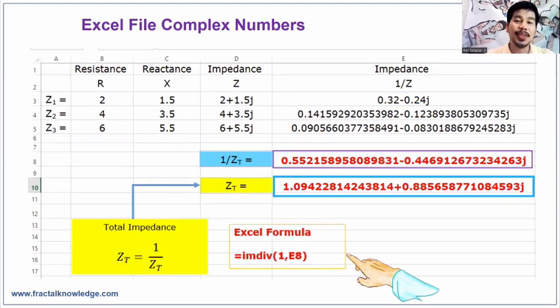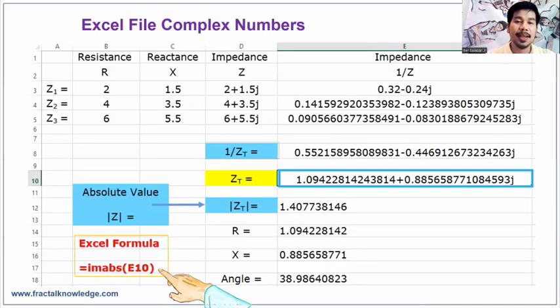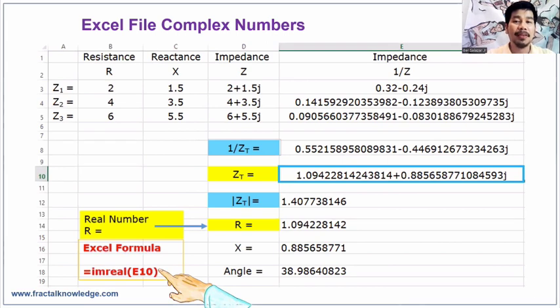We need to inverse it to get the impedance Z. To do that, let's use the Excel formula equals IMDIV, open parenthesis, type 1, comma, move the cursor to E8, close parenthesis, enter. We've got 1.0942 plus 0.88565J. Now to get the absolute value of that impedance, we can use the formula equals IMABS, open parenthesis, move the cursor to E10, the impedance, close parenthesis, enter. We've got the value of 1.4077 ohms.